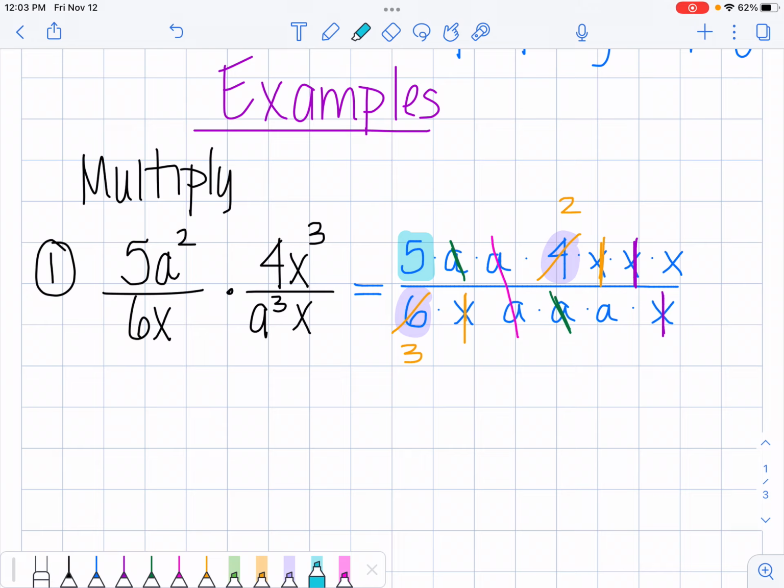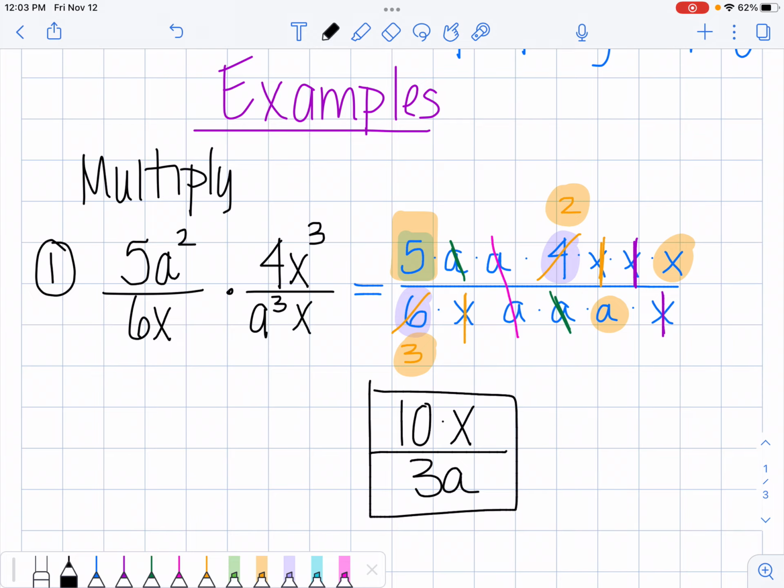So what do I have left? Let me find a different color that I haven't used yet. Let's go orange highlighter. So I have a 5, I have a 2, and I have an x left on the top. So 5 times 2 is 10 times x. On the bottom, I have a 3 and an A. And this is my final answer.